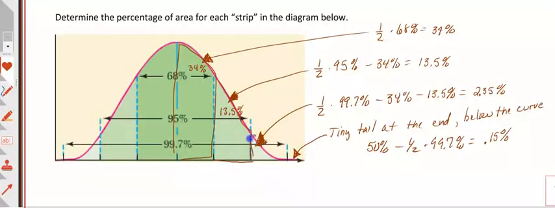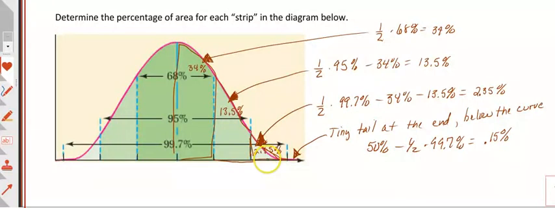All right, this next strip, which represents from 2 standard deviations to 3 standard deviations, this little small amount is calculated by taking 99.7, cutting it in half, and then taking away from that the 34 and the 13.5%. That gives us a strip that's worth 2.35% of area.